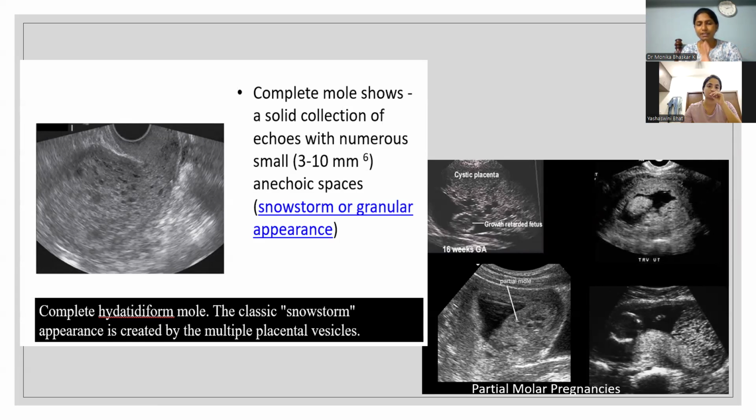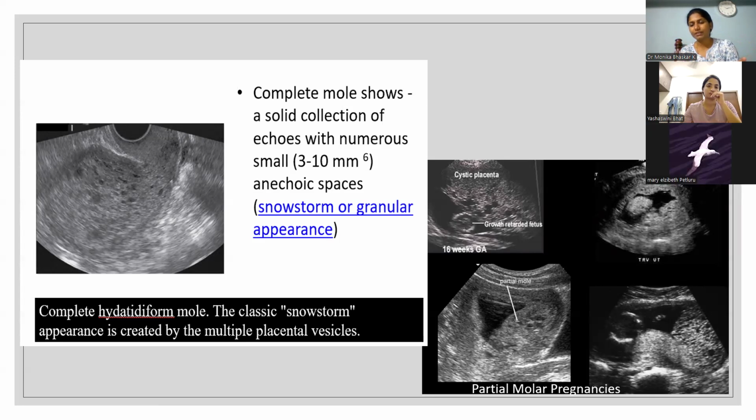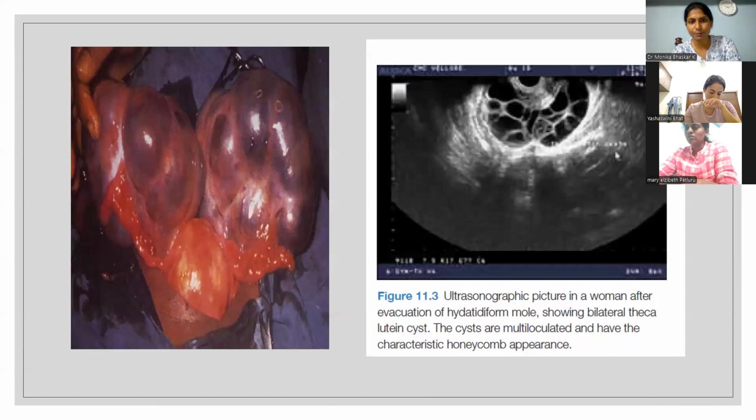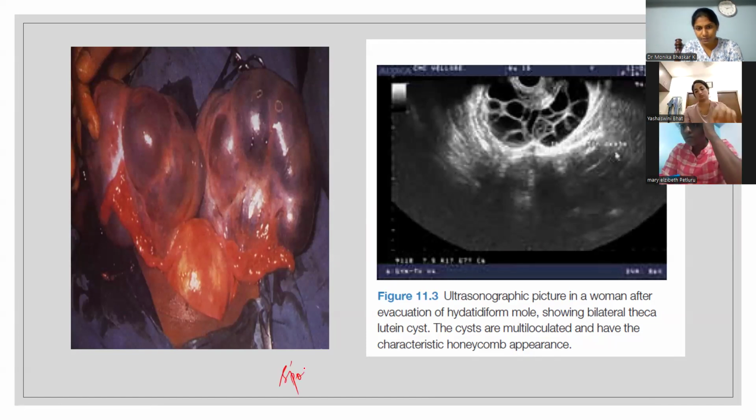So in a complete mole, there will be just the proliferation of the trophoblastic tissue. But in a partial mole, there will be both the fetal component and the placental hyperplasia. So both will be present. This is the ultrasound picture, and on an ultrasound in a complete mole, usually we can see this snowstorm appearance. So this is a spoke wheel appearance. It is like a wheel.